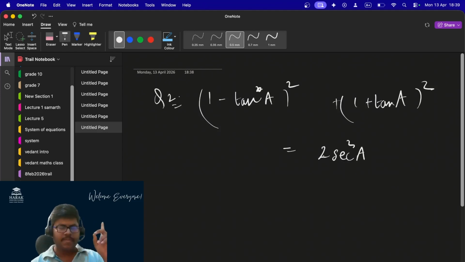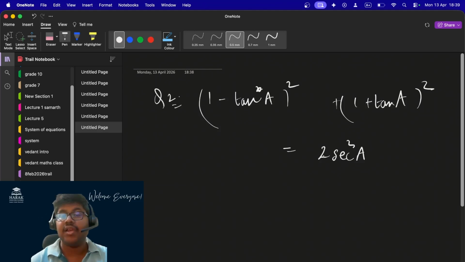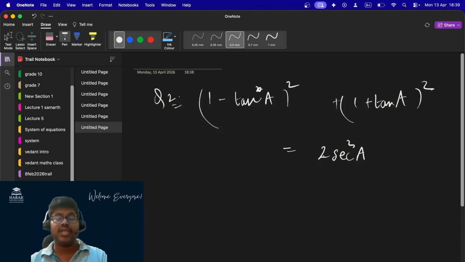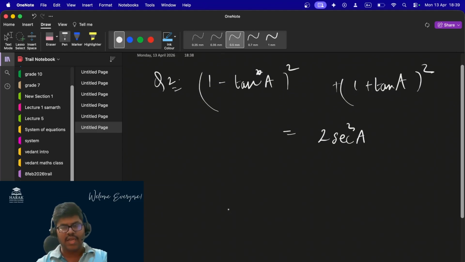Now remember the last class when we talked about Pythagorean identities, and we have seen that sine square A plus cos square A is 1, 1 plus tan square A is sec square A, and 1 plus cot square A is equal to cosec square A, right? So this way we have to apply the identity.